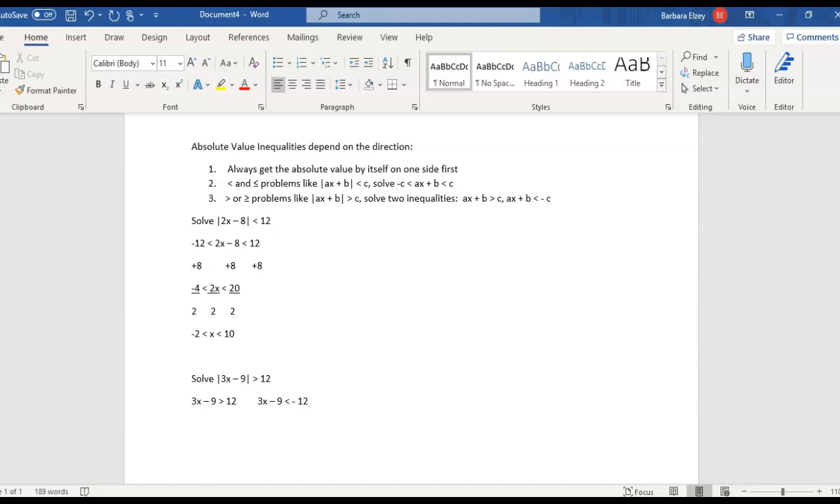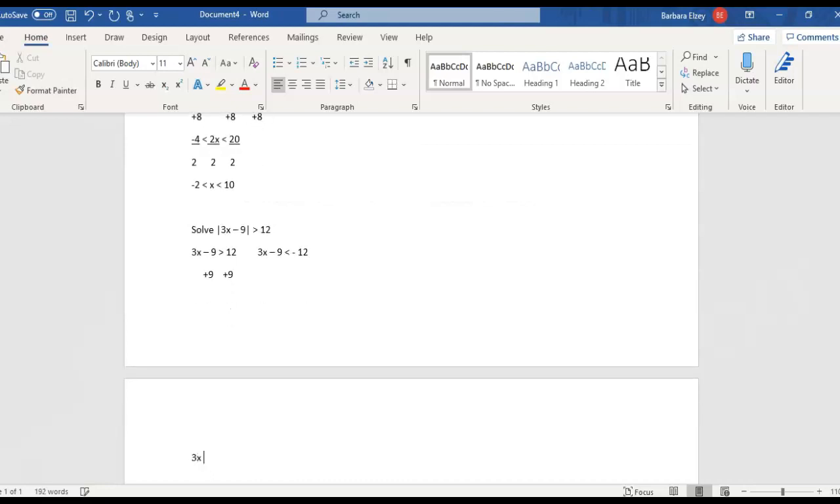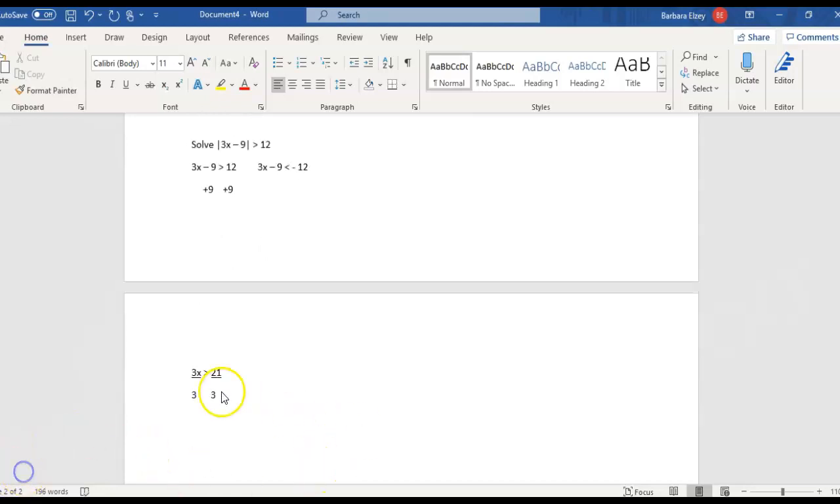All right, so let's solve both of these. So the first one, let's add 9 to get x by itself. Add it to both sides. So we'll get 3x is greater than 21. Let's divide our 3 out. It is not a negative, so we won't flip our sign. So we get x is greater than 7. All right, now let's do this one over here. All right, so again, let's add 9 to both sides of the inequality.